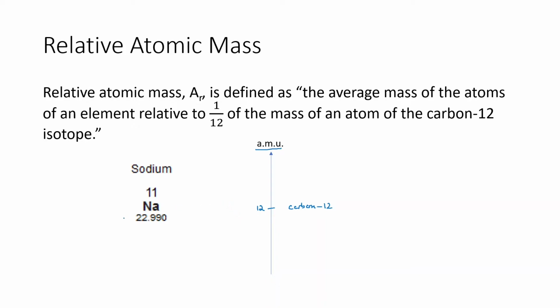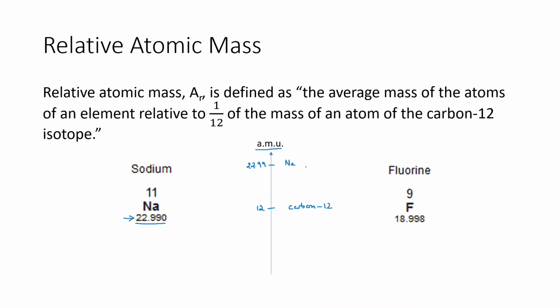So for example, we have sodium. You can see over here the relative atomic mass given in the periodic table. Now you can see that this is in decimal places, right? The reason is that this is an average mass across all sodium atoms, across all isotopes of sodium. So the average mass of any given atom of sodium would be 22.99. So if I plot it over here, we get something like this, 22.99. This will be the relative atomic mass of sodium atoms, right?